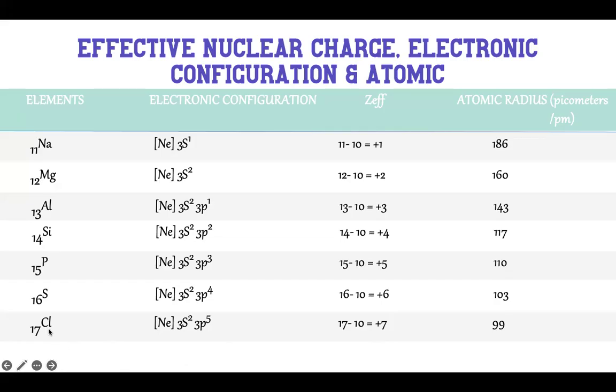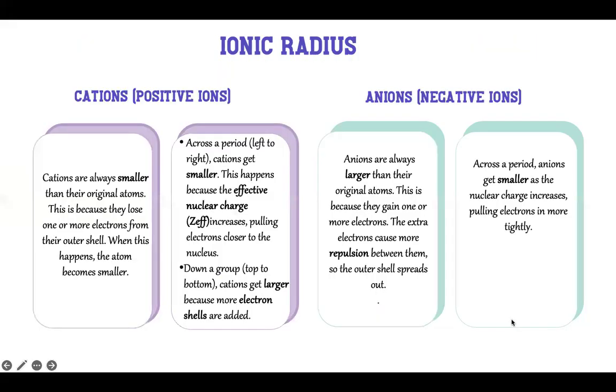And finally, we have 17 chlorine atom. The electronic configuration is 3s2, 3p5, and the Z effective is +7, and the atomic radius is 99 picometer. Ionic radius. We have cations, which are positive ions, and anions, negative ions. Cations are always smaller than their original atom. This is because they lose one or more electrons from the outer shell. When this happens, the atom becomes smaller.